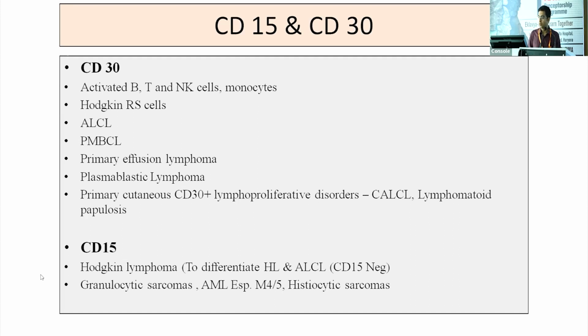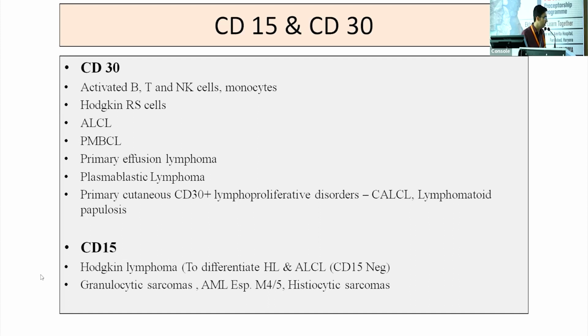Similarly, it's very important in primary cutaneous T cell lymphomas. Mycosis fungoides is the most common, and the second most common is lymphomatoid papulosis, which are CD30 positive. So CD30 positivity plays a role in Hodgkin lymphoma. All the large cell lymphomas, or all the EBV driven lymphomas, all the EBV positive lymphomas show CD30 positivity.